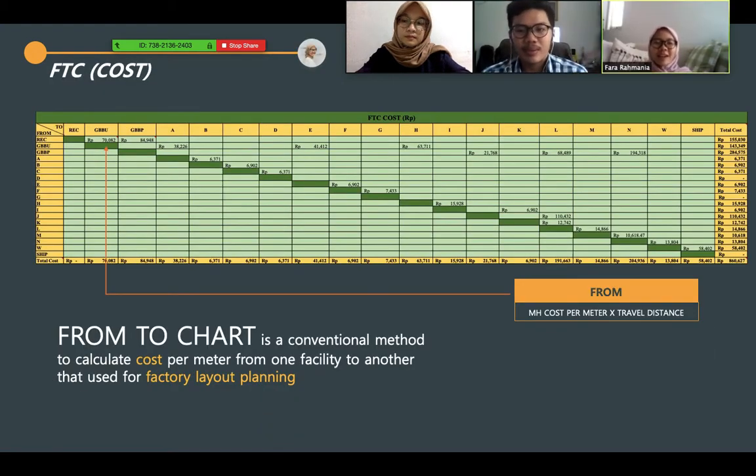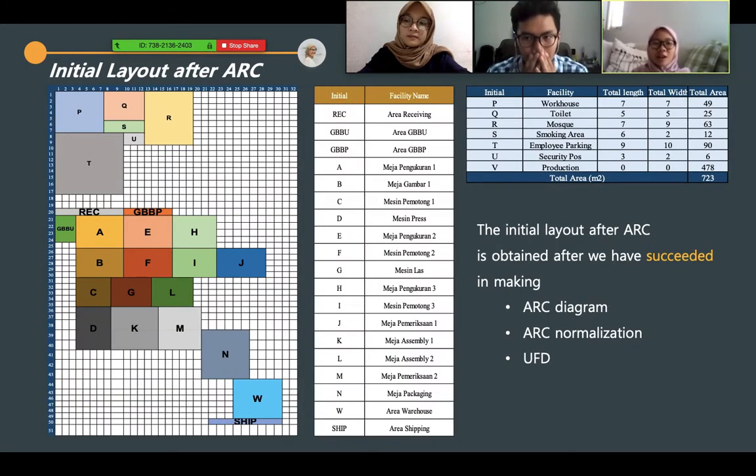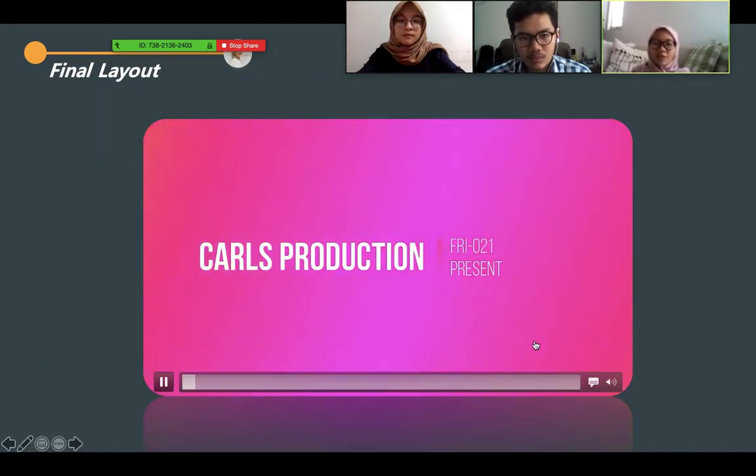Okay, next the FTC cost. FTC, or from-to chart, is a conventional method to calculate cost per meter from one facility to another that is used for factory layout planning. The amount here is obtained from material handling cost per meter times the travel distance. And then this is our initial layout after ARC. The initial layout after ARC is obtained after we have succeeded in making the first ARC diagram, the second ARC normalization, and the third is UFDF. And this is our final layout video.